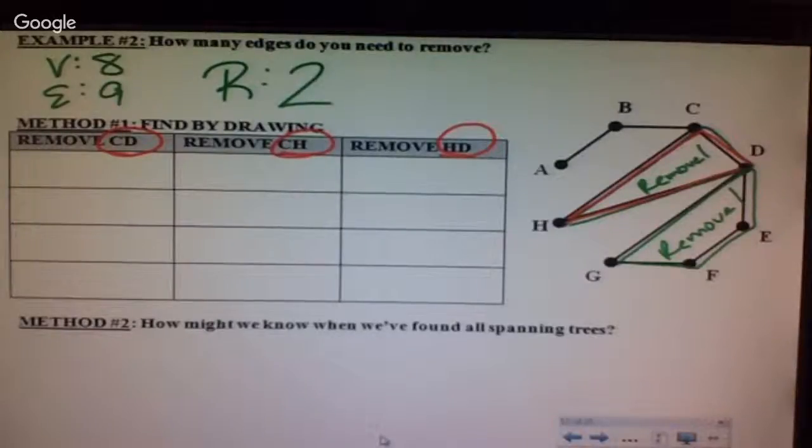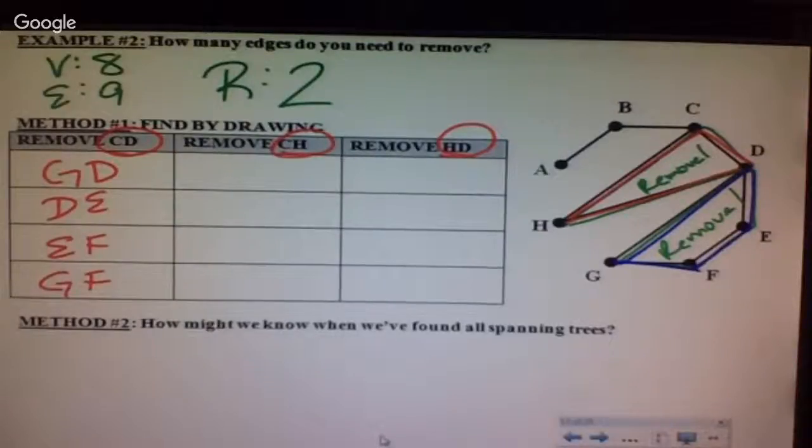In this second circuit, what can I remove? G to D, D to E, E to F, G to F. You've got 4 sides in this circuit. I've got a side that goes from G to D. I've got a side that goes from D to E. I've got a side that goes from E to F. And I have a side that goes from G to F.